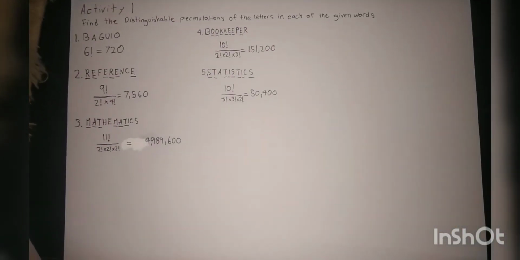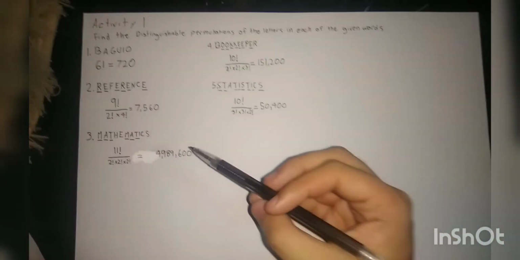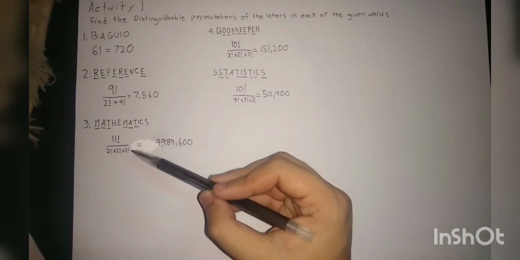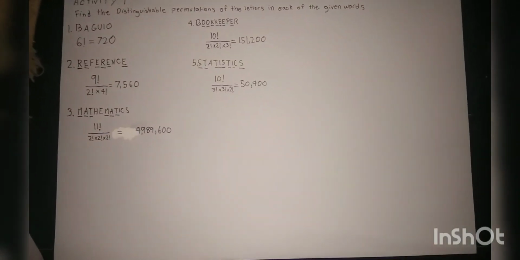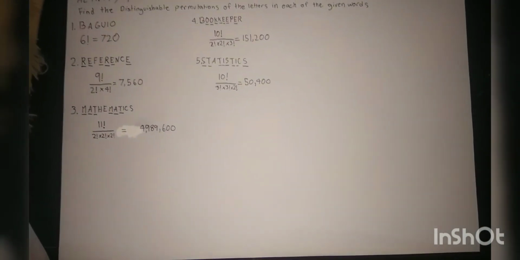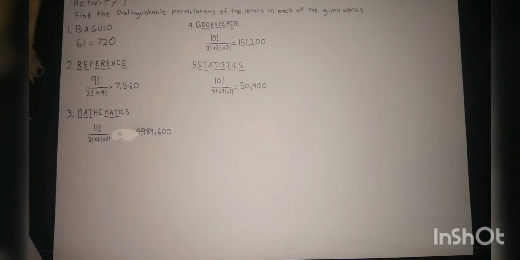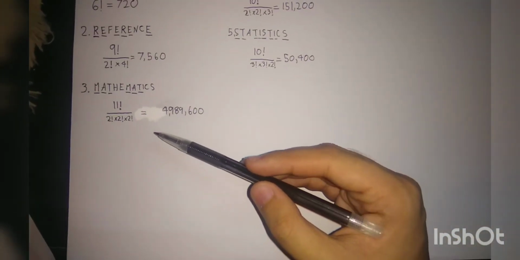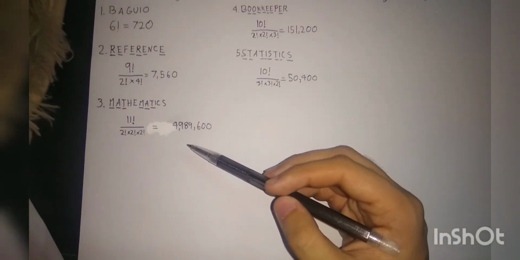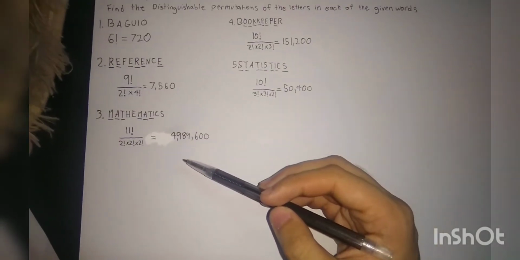Okay, so the word for number 3 is mathematics, which is 11 letters, so that would be 11 factorial. And you can also see some repeating letters here. So M is repeated 2 times, A is repeated 2 times, and T is also repeated 2 times. So 2 factorial times 2 factorial times 2 factorial is equal to 4,989,600.